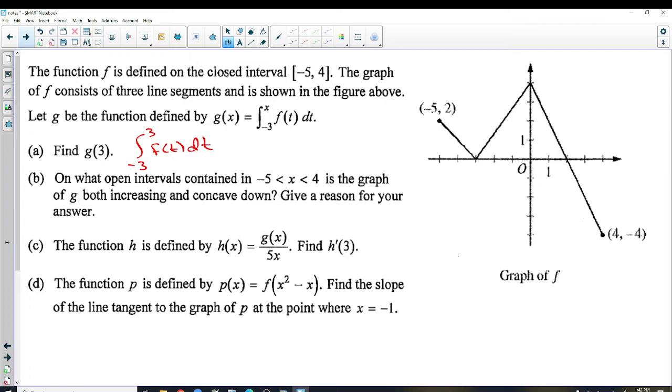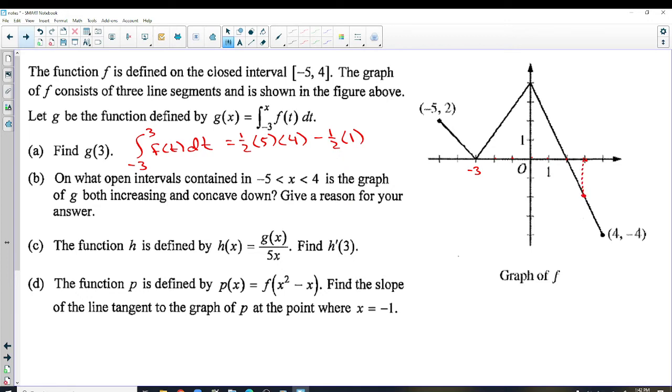Negative 3. Now we're starting at negative 3. And we're going all the way over to 3. So we got a triangle. 1/2 times 1, 2, 3, 4, 5 times 4, minus 1/2 times here to here is 1. We're going to 3. But now I got to know what value that is right there.